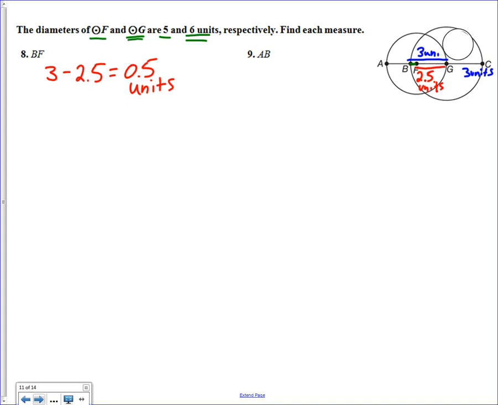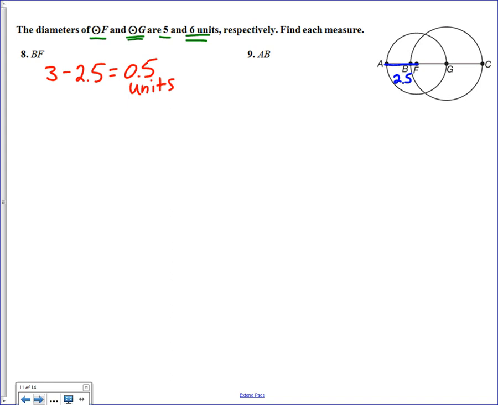Some of that we probably still need, but for now I'm gonna erase all of it, and we'll add back in what we need. So we're looking for AB now. We could have kept that stuff up there then, right? So AF we know is 2.5 units, right? Because AF is the radius of circle F. The diameter is 5, so half of that, the radius, is 2.5.